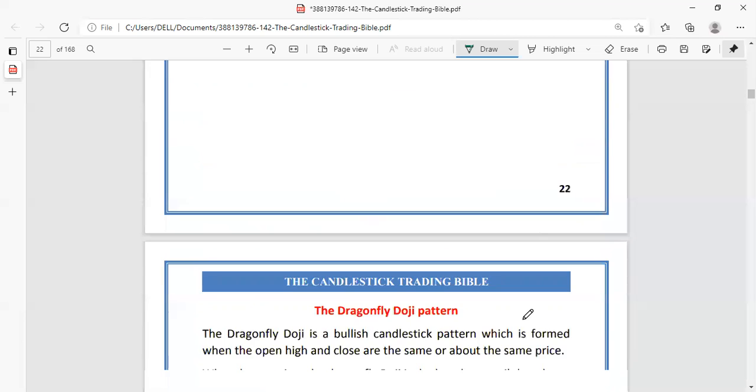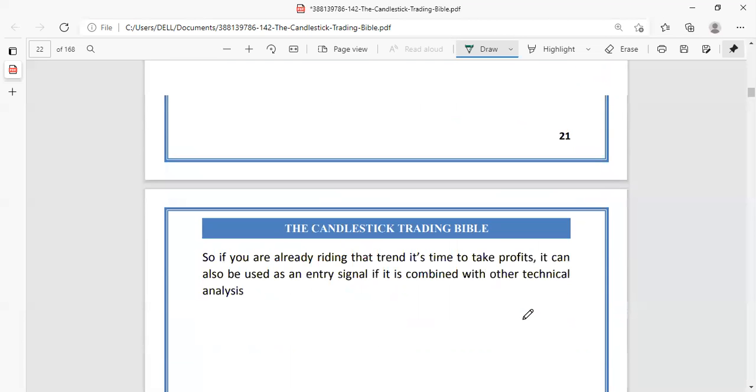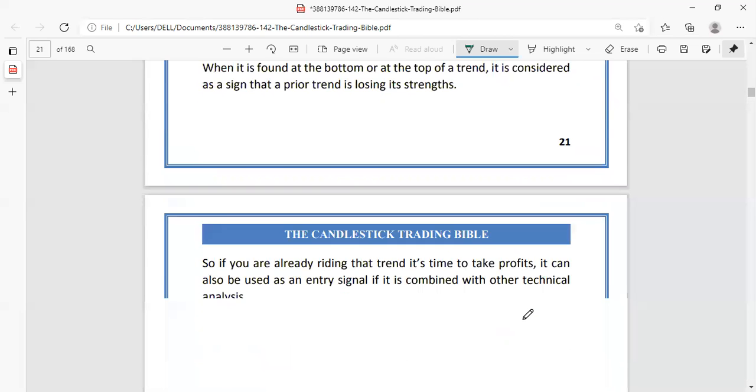On the same note, if you also see this in a downtrend, the doji candlestick, it means that the market is also changing direction. Look, the market was moving like this, and now you see it like this, which means the market is about to change direction.